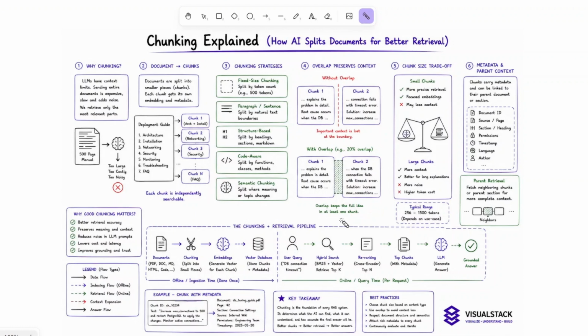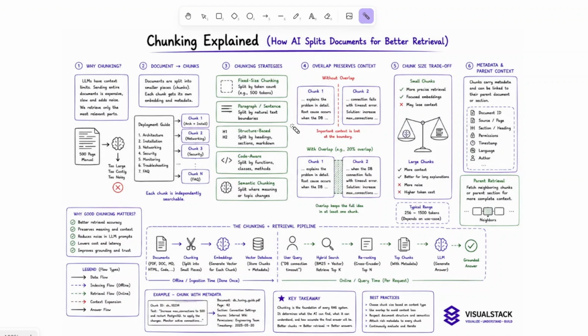Fixed token windows ignore document structure. Semantic chunking instead attempts to split where ideas naturally change. Headings, paragraphs, sections, code functions, markdown headers, API endpoints, or topic transitions become chunk boundaries. The resulting chunks are more coherent because each represents one complete concept. Better semantic coherence usually produces better embeddings and more accurate retrieval.